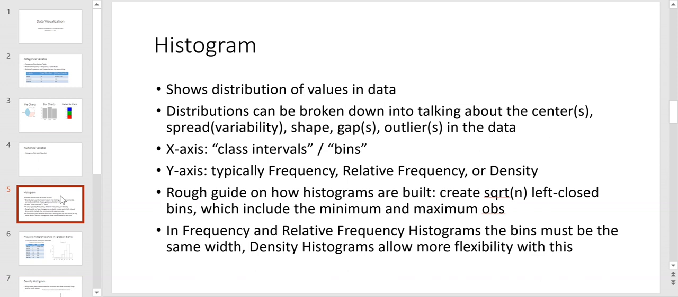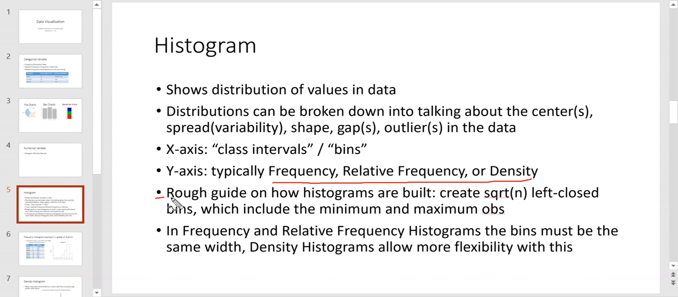The y-axis of a histogram is typically either frequency, relative frequency, or density, so on the y-axis we have one of these three histograms. You should always take note of what's on the y-axis, because that determines the type of histogram you're working with. Soon, when we see one of these histograms in the next couple of slides, you're going to get a much clearer idea of these things, but let me just go through these last two bullets.